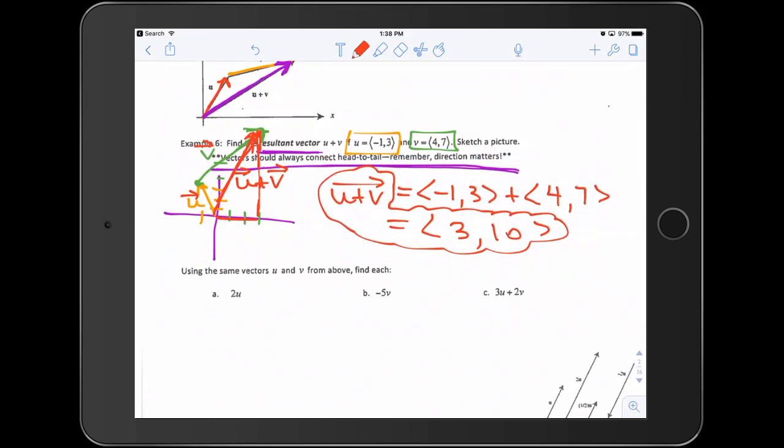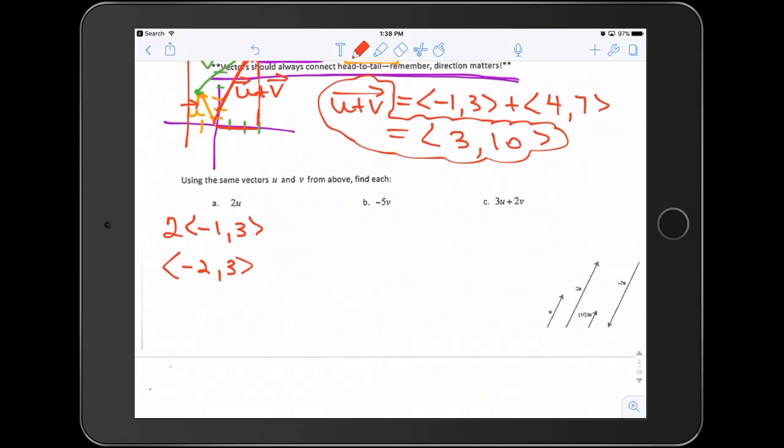Okay, let me just show you a couple. It says use the same vectors u and v from above and find each. If you want to find the scalar multiple 2u, you take 2 times the vector u, and the vector u in component form is <-1, 3>. You need to be in component form, and multiply it through. So you just have <-2, 6>. I do want to point out down here, notice that if this is the u vector and you multiply it by a scalar of 2, you're not changing the direction, you're just doubling the size of it, which means if it were a velocity, you'd be doubling the velocity.